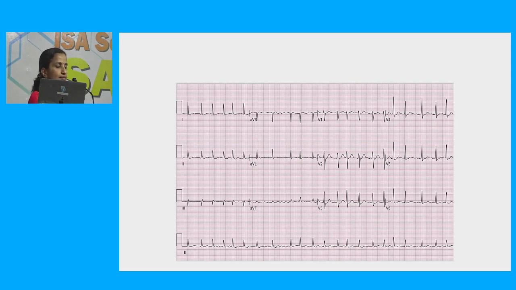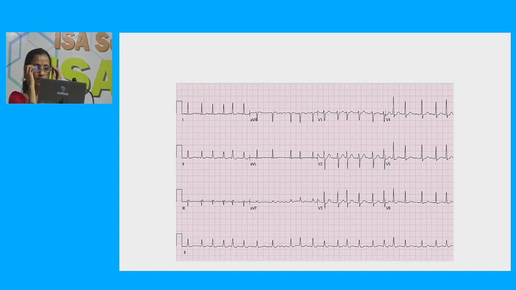This is showing a 12 lead ECG. There is no P wave, and there's an irregularly irregular rhythm. This may be an ECG of AF, atrial fibrillation. Okay, so it is a 12 lead ECG.